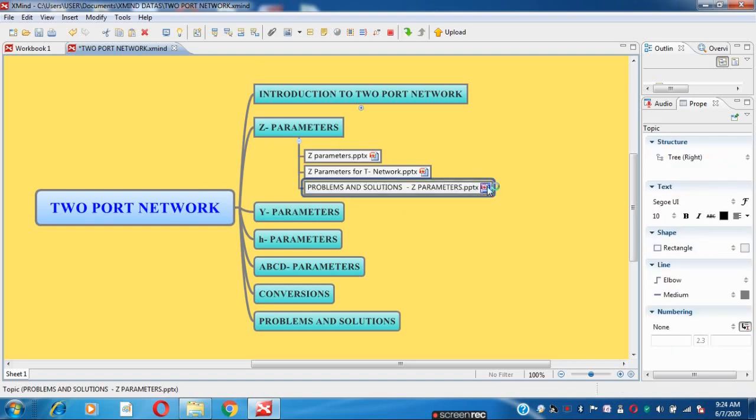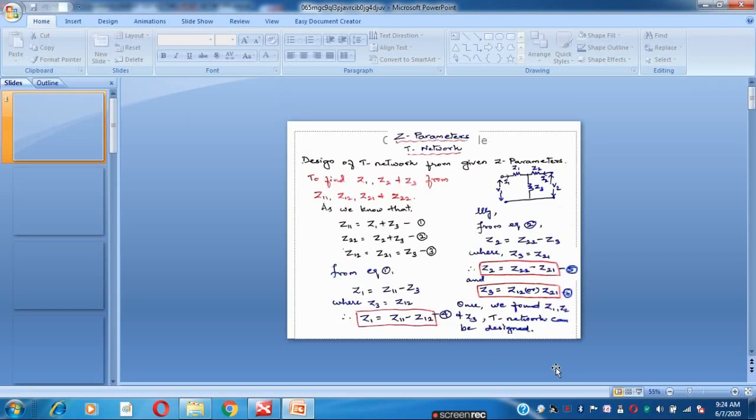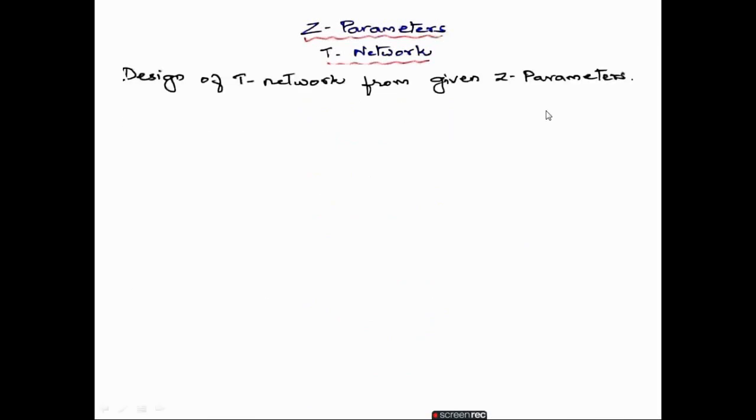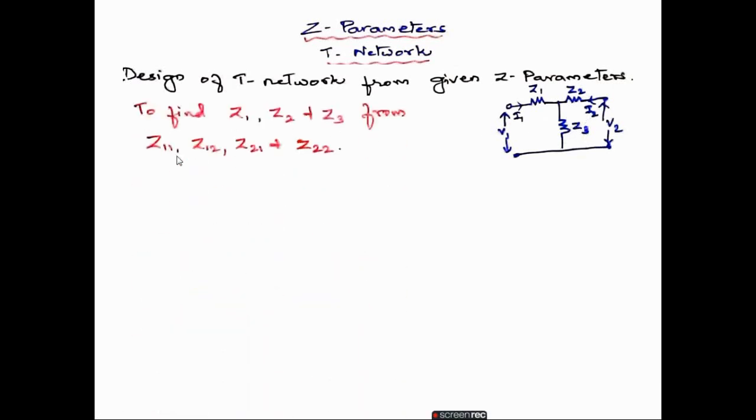So before going to problems, we are going to see how to design a two-port network once you know the Z parameters. As we know, this is our T network with Z1, Z2 and Z3. These are the three impedances contained in the T form. Now we have to find this Z1, Z2, Z3. How to find them if you are given the Z parameters, Z11, Z12, Z21 and Z22?